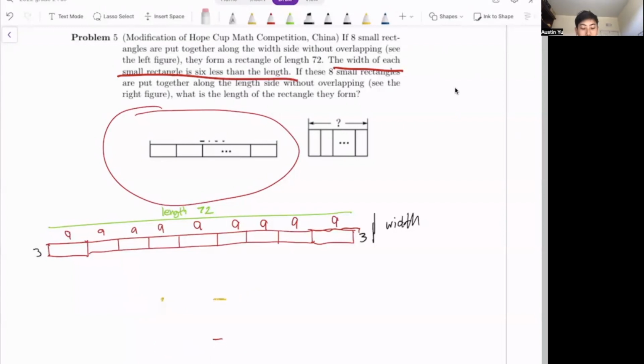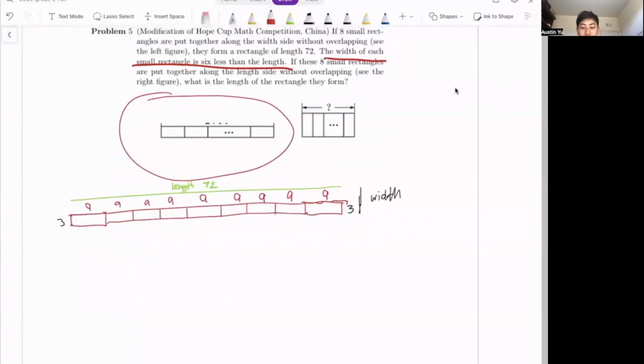All right. Now we know that the width is 3. We see here that if these 8 small rectangles are put together along the length side this time, we just do it this way now.